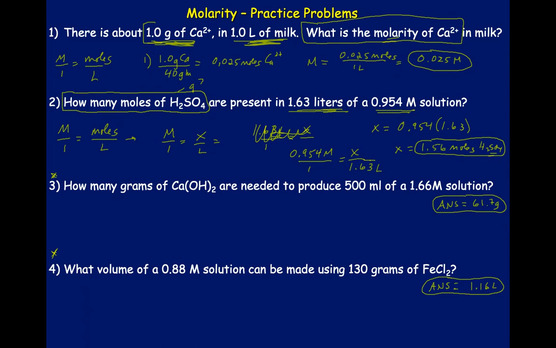And as usual, if you're a little bit off from my answers because of rounding, you'll probably be okay. If you have any problems, bring your questions to class. I urge you to do that. Molarity can be a little bit confusing when they ask you for different things within the formula. So make sure you practice, stay in it, and bring your questions to class. Have a wonderful day.